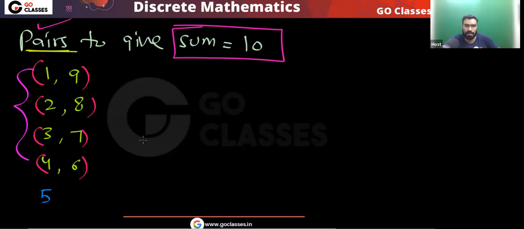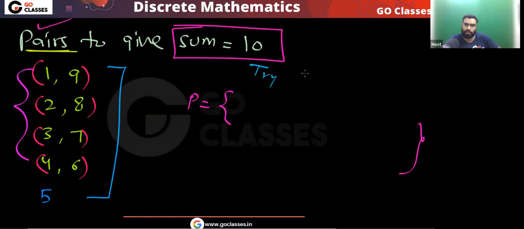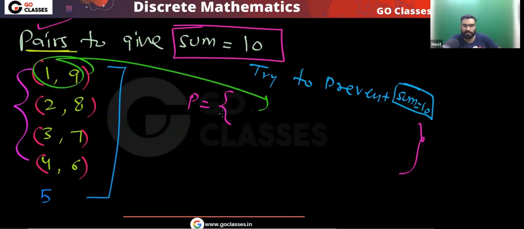Now you see. Now tell me, if you want to guarantee that you get summation equal to 10, how much can you prevent? Let's try to prevent sum equal to 10. If you try to prevent sum equal to 10, then can you put 1,9 here? Can you put?